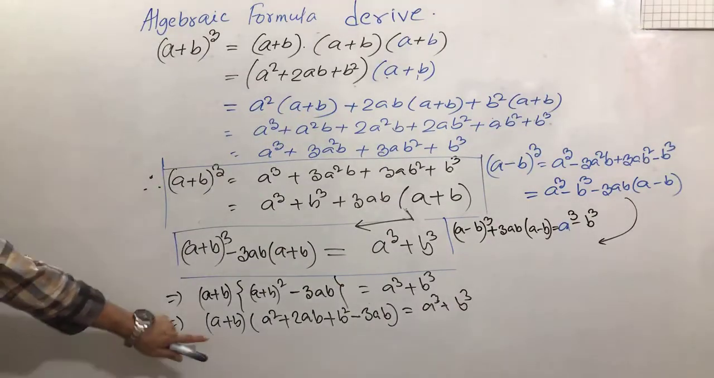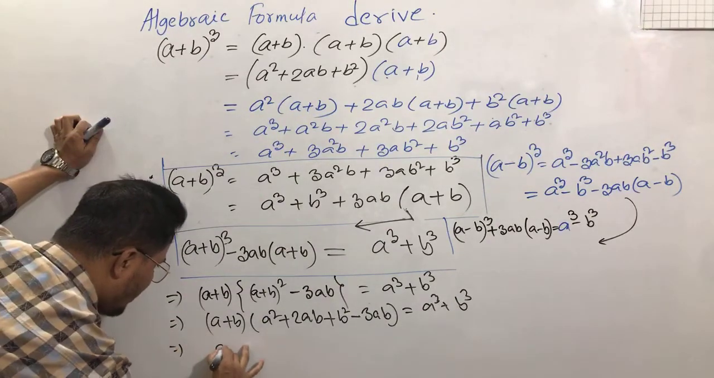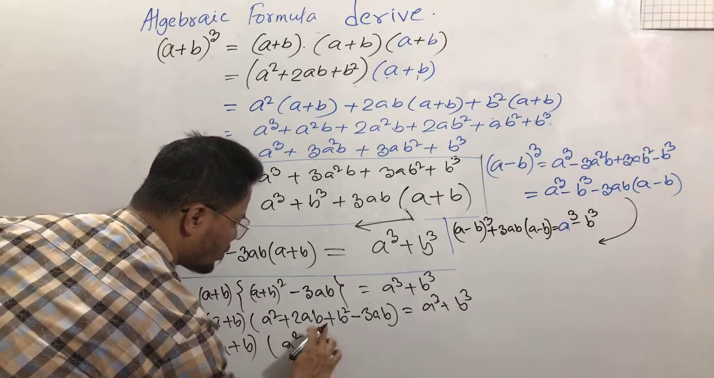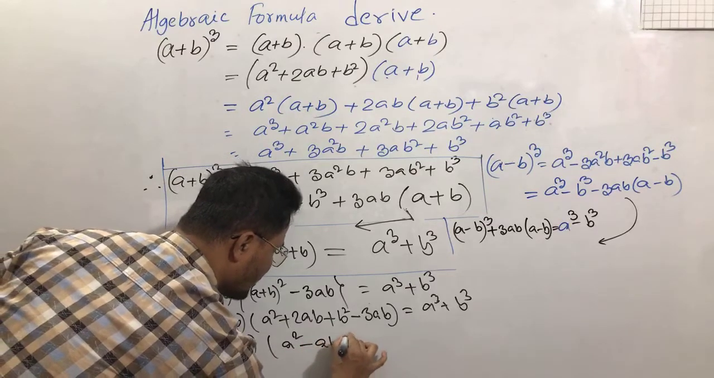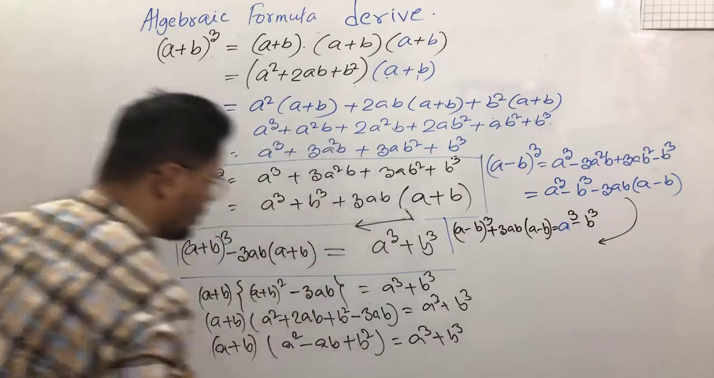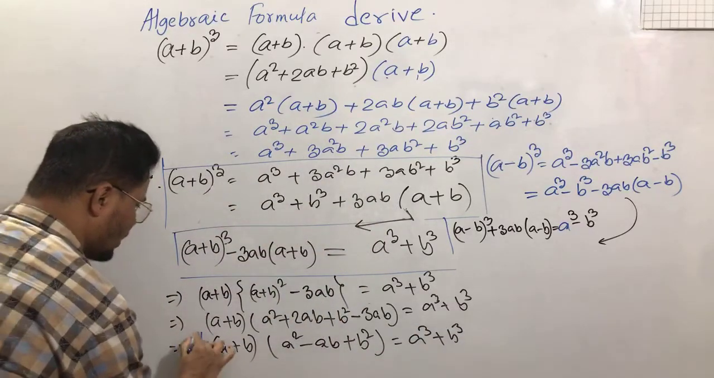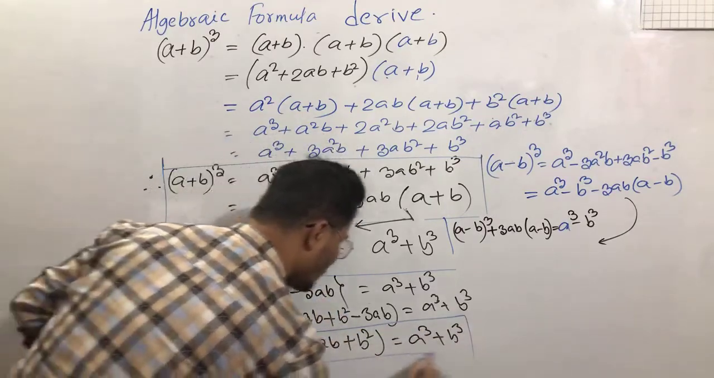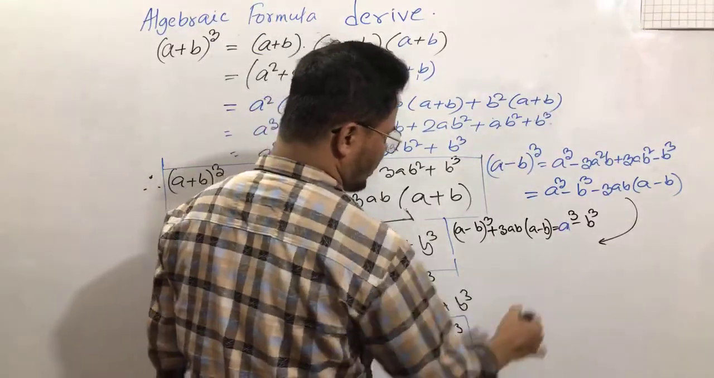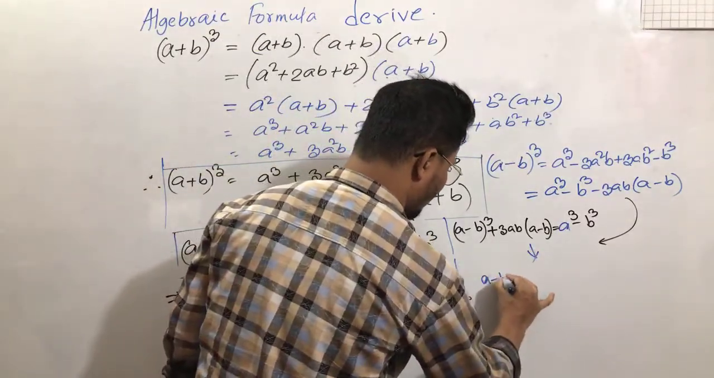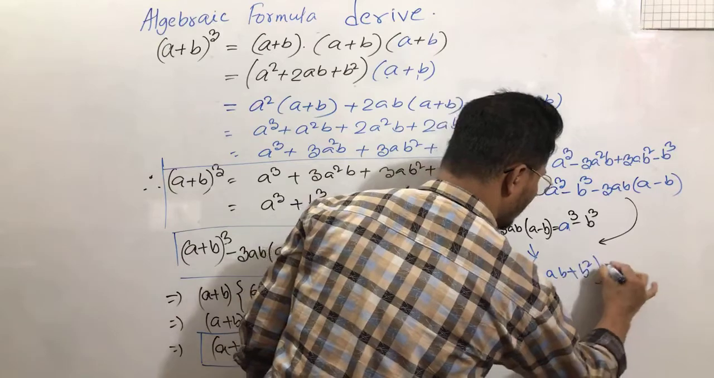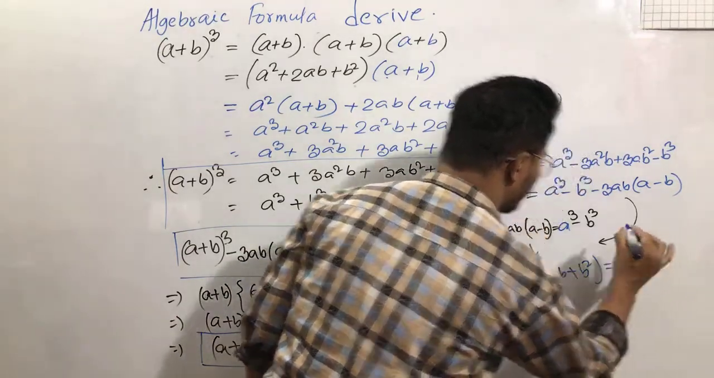Now do the simple calculation here. So what will we get? A plus b, and here a square, plus twice ab minus 3ab. This is a square minus ab plus b square, which is the formula of a cube plus b cube. So this is the factorization formula, the a cube plus b cube factorization formula. Similarly, from here, if you take a minus b as common, the remaining is a square plus ab plus b square, which will be the formula of a cube minus b cube.